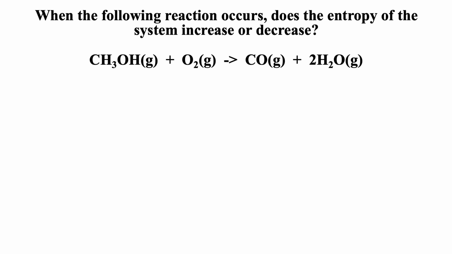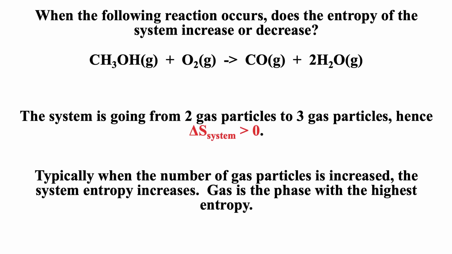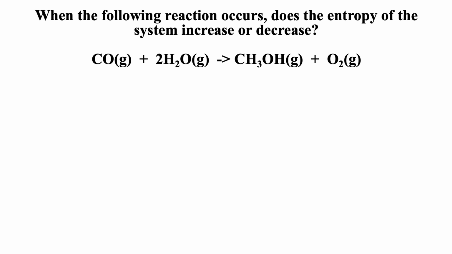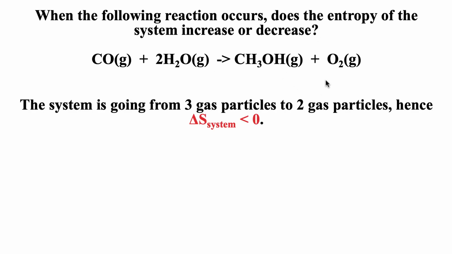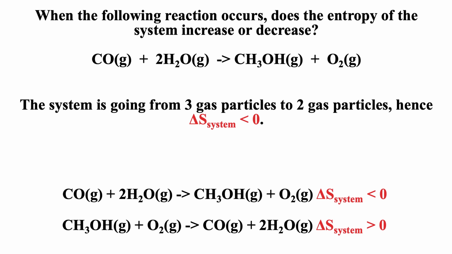When the following reaction occurs, does the entropy of the system increase or decrease? Now, often for a reaction, if you just look at the number of gas particles, you can determine the delta S of the system. And so we're going from 2 gas particles to 3 gas particles. And so most likely during this reaction, delta S of the system should be positive. If we look at this reaction, we're going from 3 gas particles to 2 gas particles, and so delta S of the system should actually be negative. And so if you flip a reaction, so if we take this reaction and write the products as reactants and reactants as products, that changes the sign of delta S for the reaction.